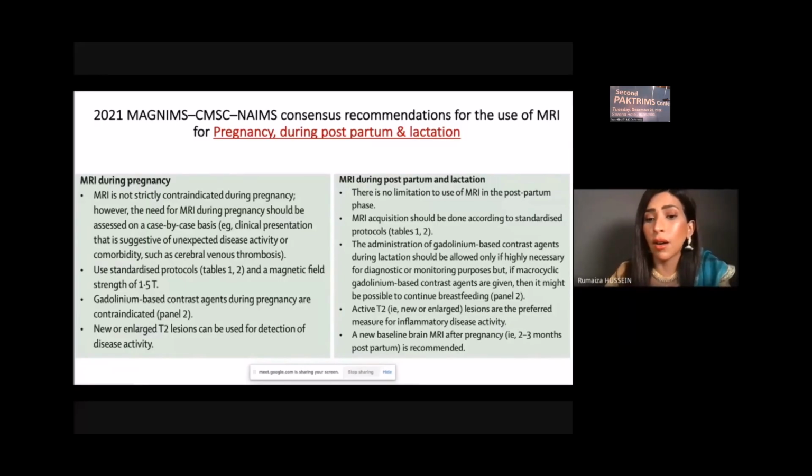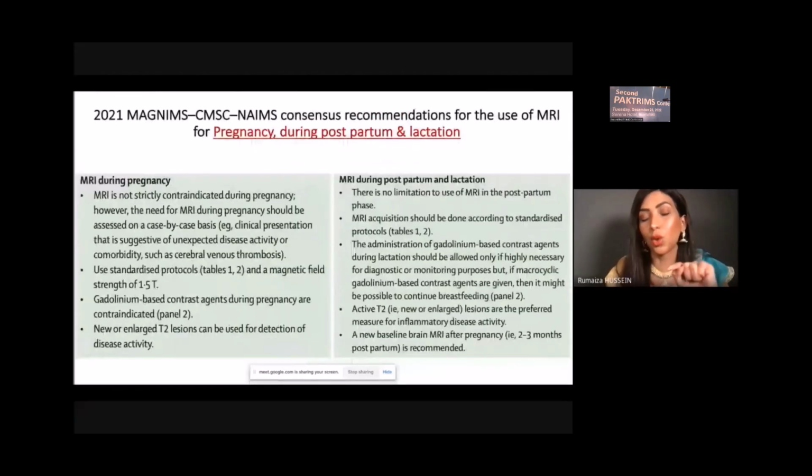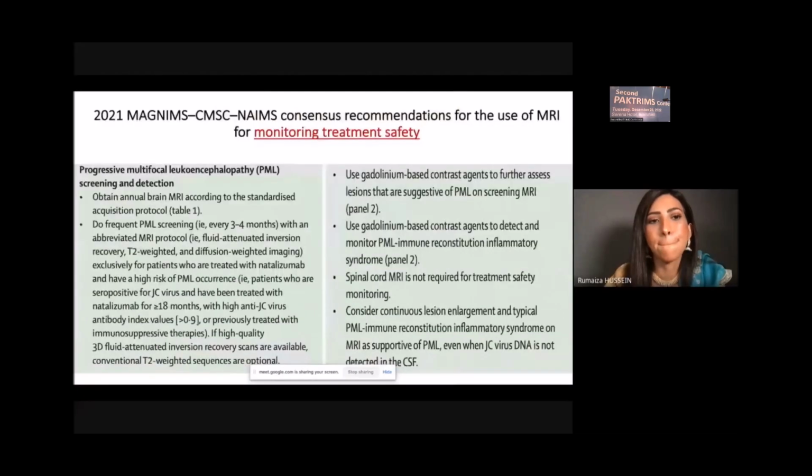Active T2 lesions, like new or enlarged lesions, are the preferred measures for inflammatory disease activity, and a new baseline MRI 2 to 3 months postpartum is recommended. Especially in active cases, like a patient who got pregnant while her disease is active, and then after she delivered, postpartum, you need to do the MRI at 2 to 3 months. But if her disease was stable before, this is not recommended.